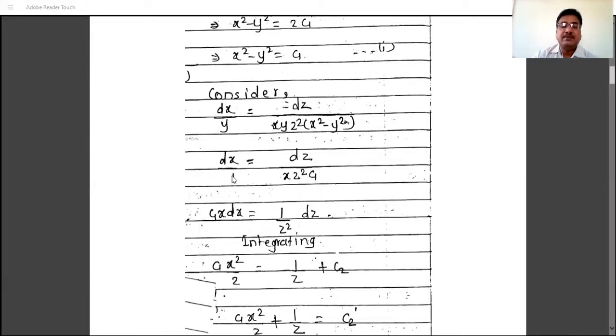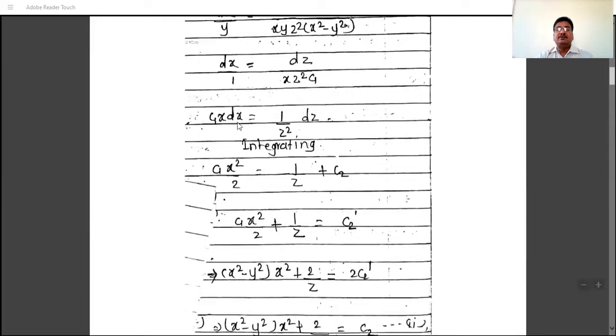And so we have dx by y is equal to dz divided by x z square c1. And then separate the variables: c1 x dx is equal to 1 by z square dz. So separate the variables, and then integrating. We have x, the integration of x is x square by 2. The integration of 1 by z square is minus 1 by z, because the derivative of 1 by z is minus 1 by z square. So right here, a minus sign.